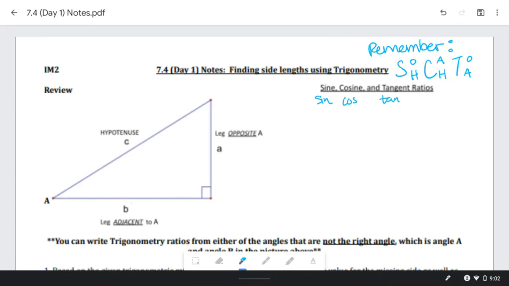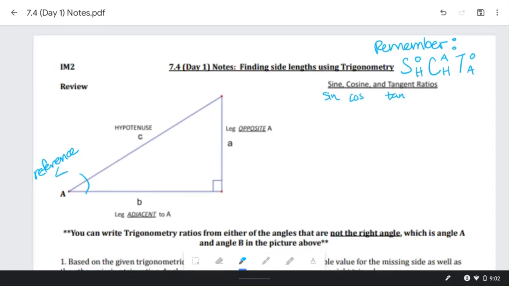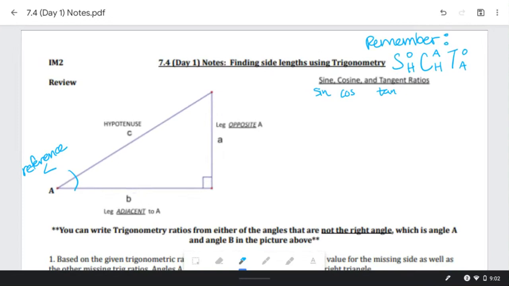So if we remember our reference angle, we're going to use A as our reference angle. We can use A as a reference angle, or we can use this angle. We can name that B. But you can't use the right angle as a reference angle, okay? So just for the sake of this one, we're going to use A. But just remember, you can't use the right angle as a reference angle.